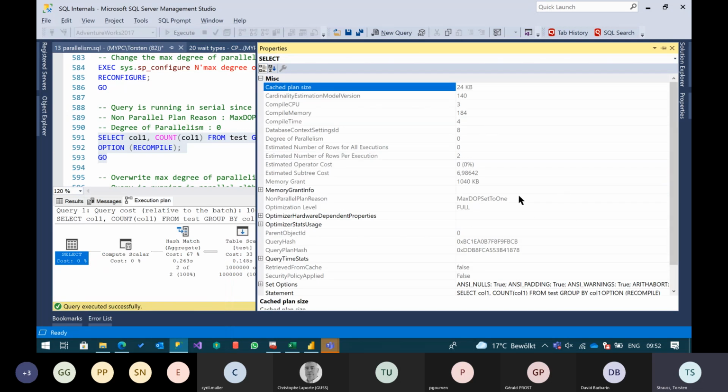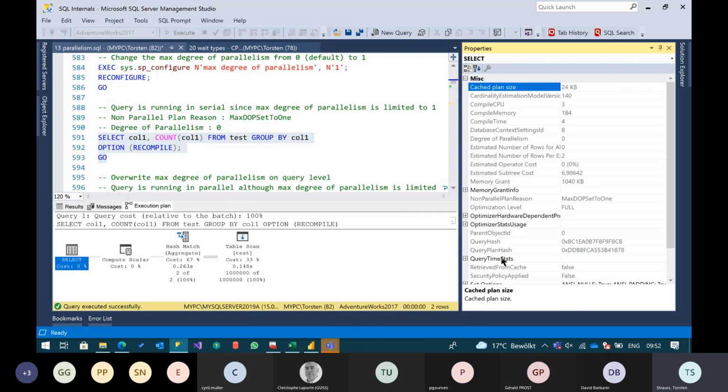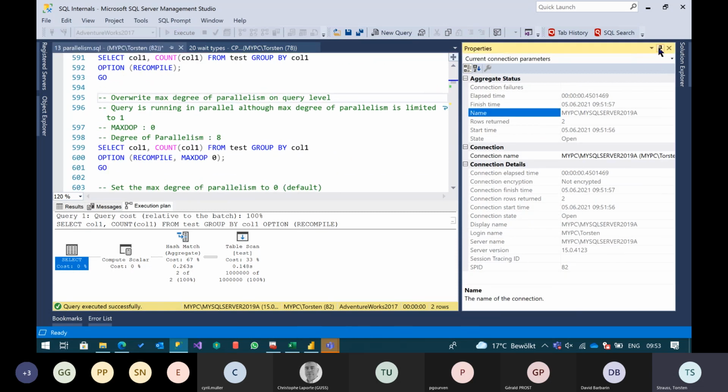There is another information. Sometimes you wonder why your query is not running in parallel, and you can see a property named non-parallel plan reason, which is always there when the query has a potential to run in parallel. And this time you can see the information max dop set to 1. That means the query won't run in parallel. Yeah? So that's it. Sometimes this is really helpful to understand why your query is not running in parallel.